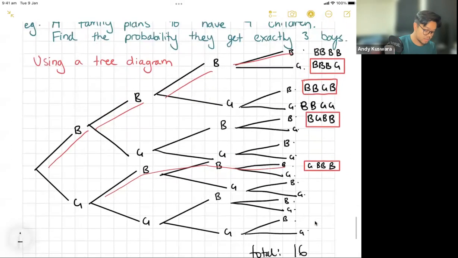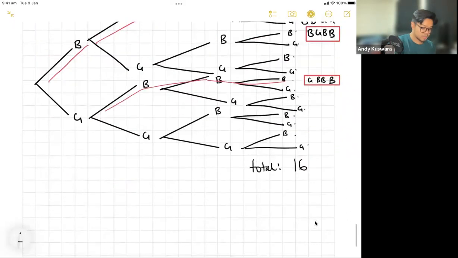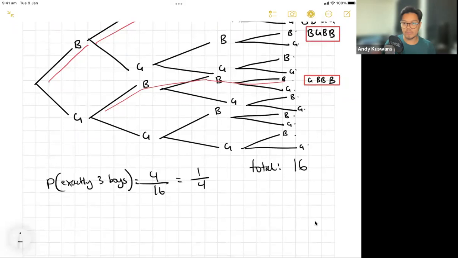So to answer this question, the probability they get exactly 3 boys is going to be 4 out of 16. And with the correct notation, I should say P(exactly 3 boys) equals 4 over 16. And to simplify, that's just 1 over 4.